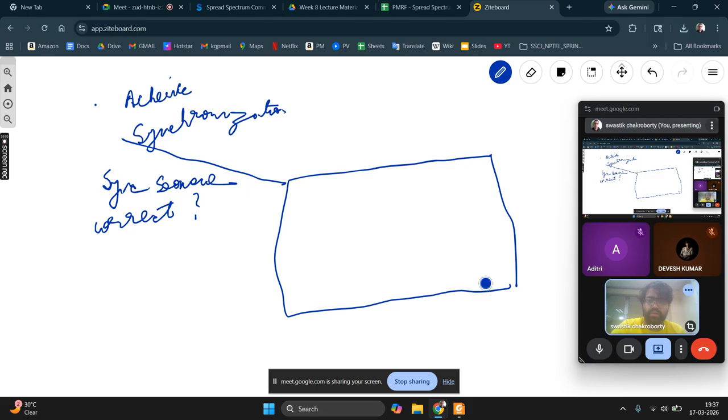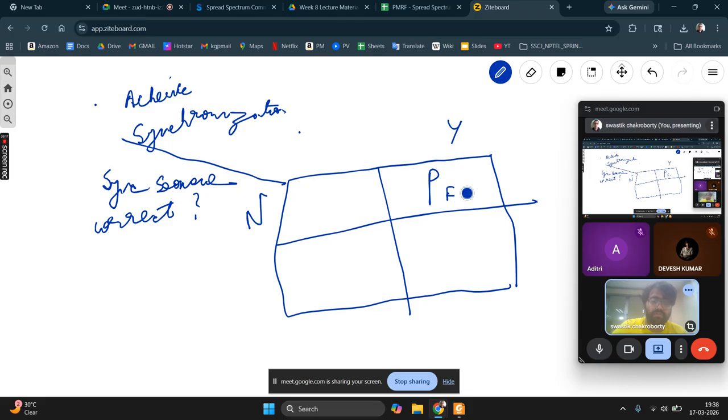Now if you say you have achieved synchronization, yes, but the sync code is not correct, that means you have done something which you shouldn't have done. So you are getting basically a false alarm. You are giving a false alarm. You are shouting sync achieved, but you should not have got sync.